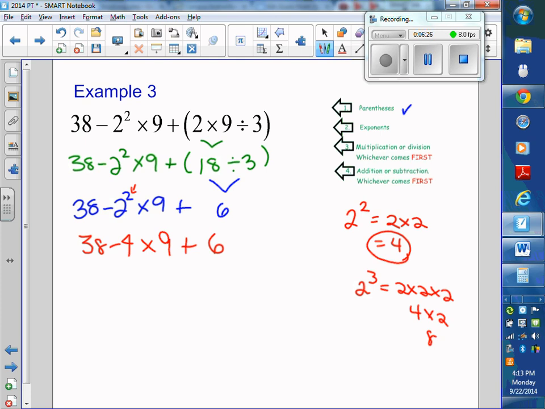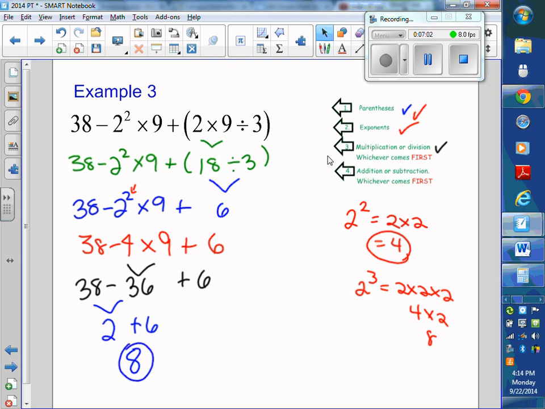I've done all the parentheses, I've done the exponents, now I have to do multiplication because there's no division left. Multiplication is the next thing. So 38, take away 36 plus 6. So now I've taken care of the multiplication and division. So I do addition and subtraction, whichever comes first. Subtraction comes first here. 38 take away 36 is 2, plus 6. 2 plus 6 is 8. Final answer, 8.